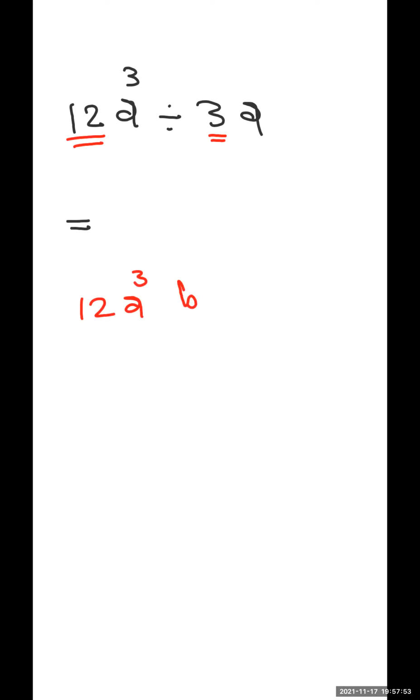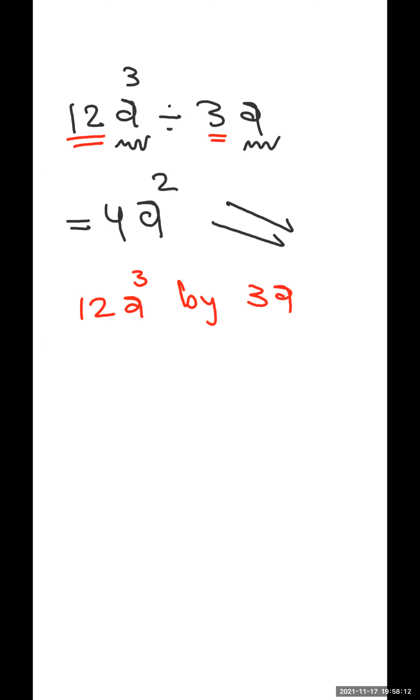Okay. So how to solve that question? 12 divided by 3, it will be 4. A power 3 divided by a, it will equal a to the power 3 minus 1. So a to the power 2. Okay, clear?